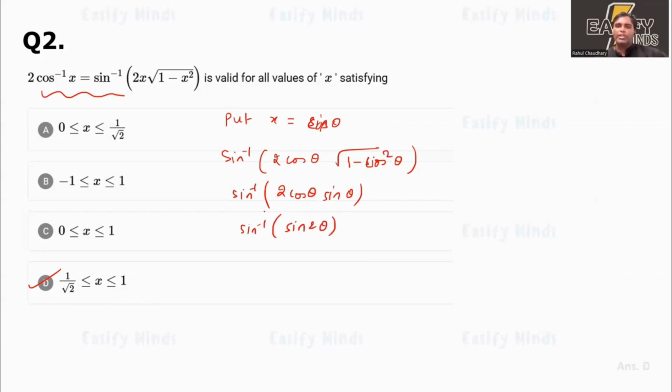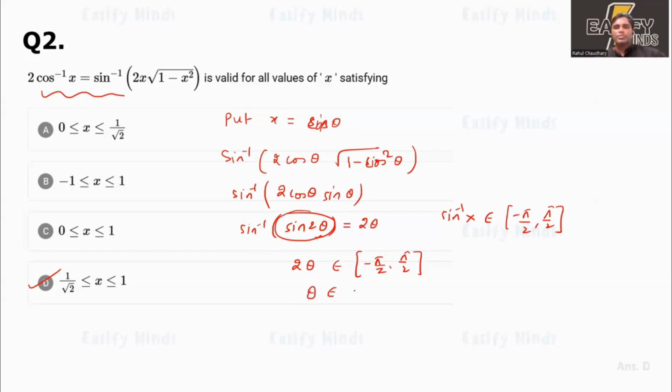Now before I cancel sin inverse and sin, this one, 2 theta. What is the range of sin inverse x? Can anyone tell? Before cancelling, what is the range of sin inverse x? Minus pi by 2 to pi by 2. This is the range of sin inverse x. Means 2 theta will belong to minus pi by 2 to pi by 2. So theta value will belong to minus pi by 4 to pi by 4.